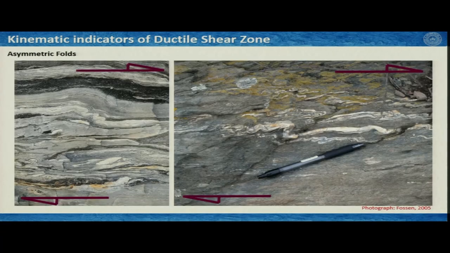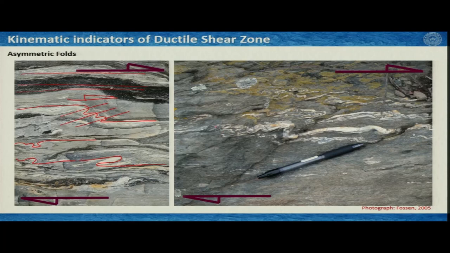The sense of vergence of the foliation plane of the folds generally defines the shear sense. For example, you see here, this is the general shear zone foliation going like that. But a few foliations would tend to develop some kind of folds, as you can see here and in many other places. This also rotated this way, and so on. If that happens, then the vergence of the axial plane of these asymmetric folds would give you the sense of shear, which is in this case dextral.